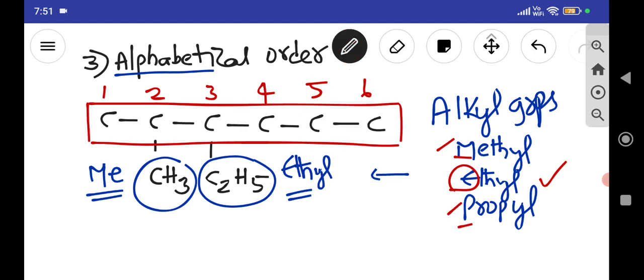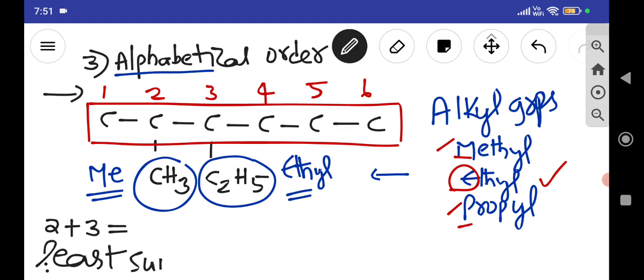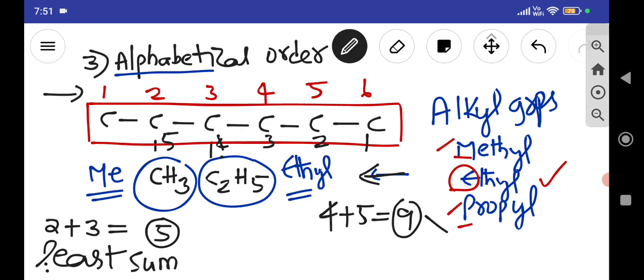Now considering this, again numbering, if you observe here, you can write numbering from this direction such that the branches are at second carbon and third carbon. So we need to follow the least sum rule again. So what is the sum of this number? It is 5. Now from right to left direction, it is at fourth and fifth carbon. 4 plus 5 sum gives us 9. So this is not correct, because you should always follow least sum rule. The sum of the branches should be less. So hope you have understood this.